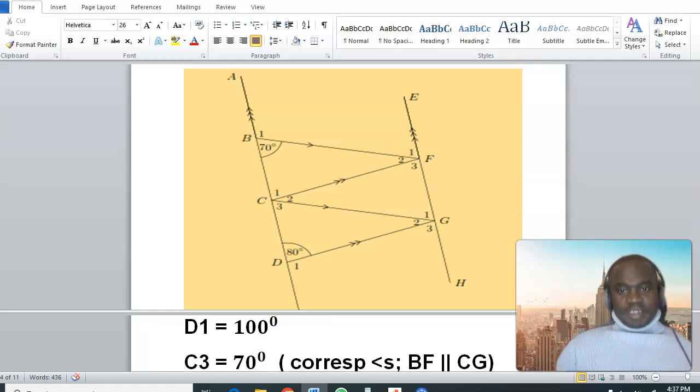Then let's look at C3. If you check C3, C3 is equal to D1 because this is a transversal line and EH is parallel to AD. So D1 is equal to C3. But we know D1 to be 100.